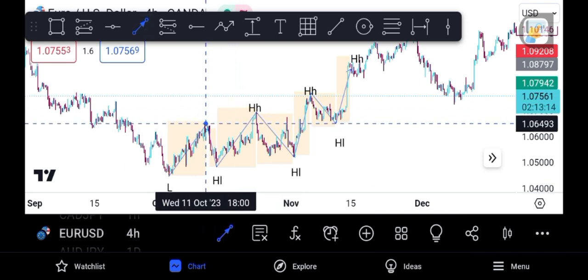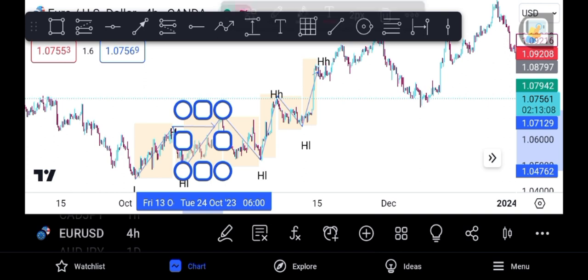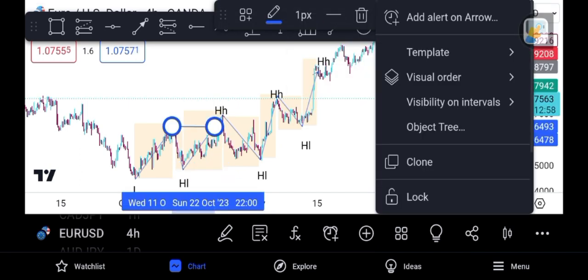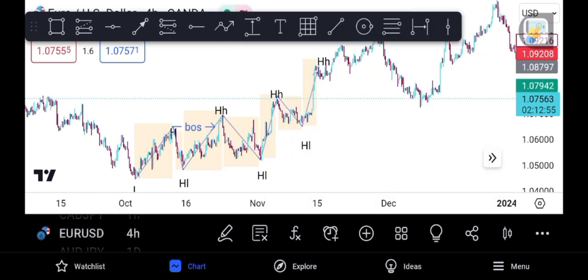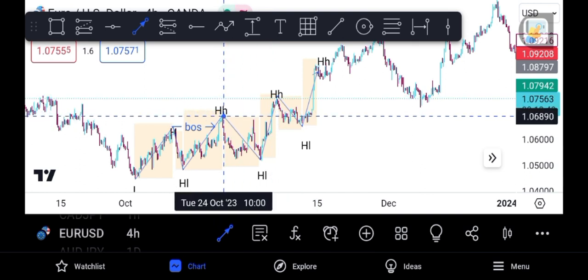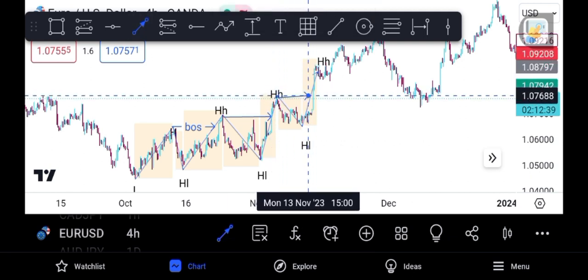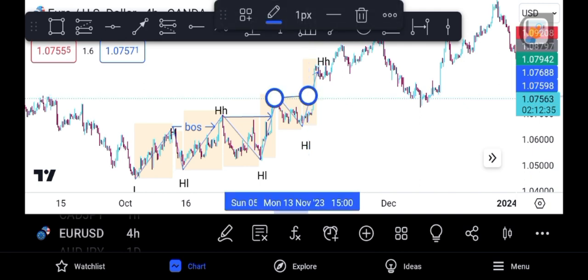The third characteristic is that we need to see a clear break of structure. This is the first break of structure that we have here. You can call it BOS. This is another break of structure. And this is another break of structure. By seeing these three characteristics, it tells us that this trend is a valid uptrend.